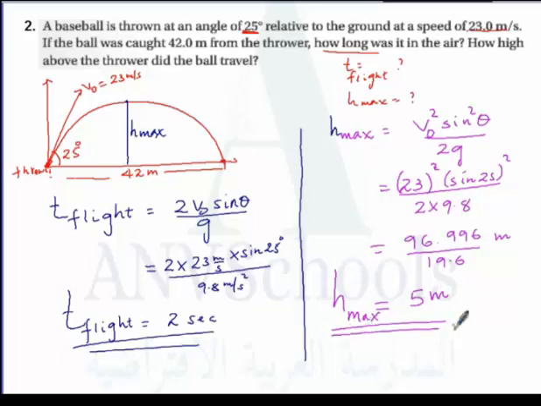So it says how high, which means we are asked to find H max, or the vertical displacement, the change in Y. The maximum vertical displacement, or change in Y, is 5 meters. So it will rise 5 meters above the throwing point.